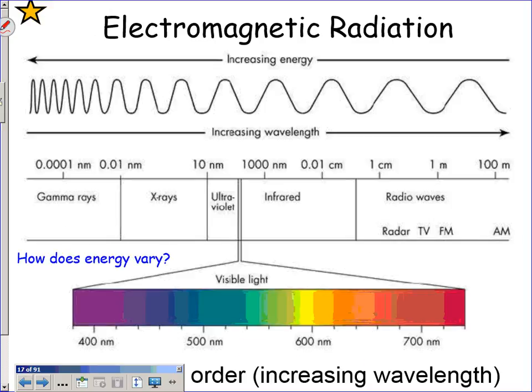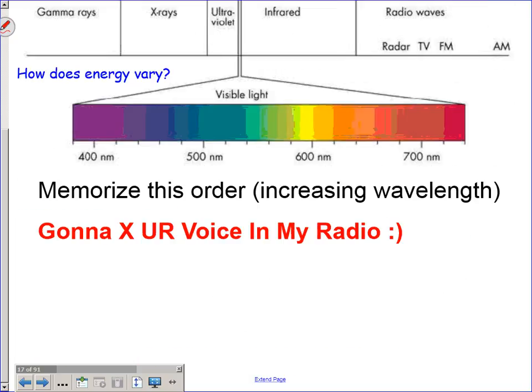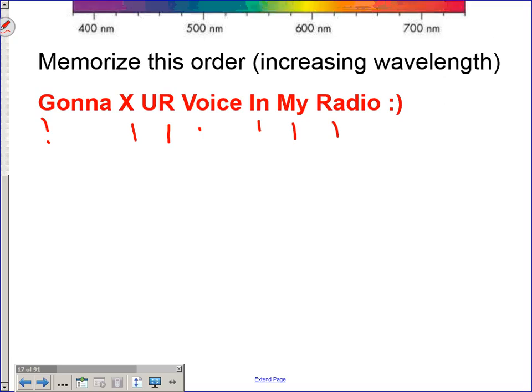Okay, light equations. You need to memorize the order of the electromagnetic spectrum. Ready? Gonna X your voice in my radio. Gamma, X-ray, ultraviolet, visible, IR, microwave, radio. I have to come up with really stupid things. I'm going to keep repeating that. It's not for me, it's for you. So, gonna X your voice in my radio. I have no idea what that means, but it works.